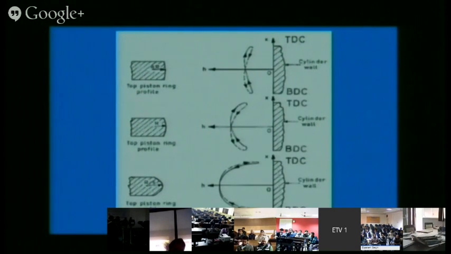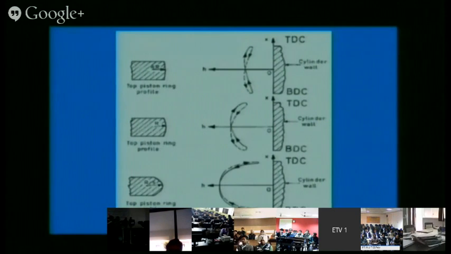TDC is top dead center. BDC is bottom dead center. Now AH is the film thickness in the horizontal direction. So if the profile is like this, then how is the film thickness varying? From top dead center to bottom dead center, the film thickness is almost flat.